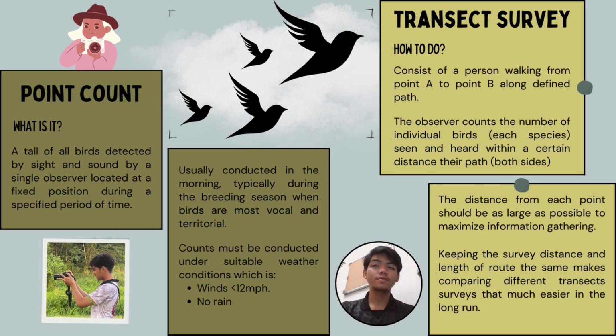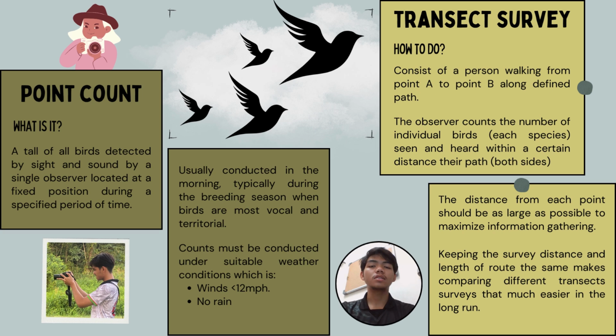Now let's go for our first method, which is point count. So point count, what is it, how to do it, and when to do it? Point count is a total of all birds detected by sight and sound by a single observer located at a fixed position during a specified period of time.